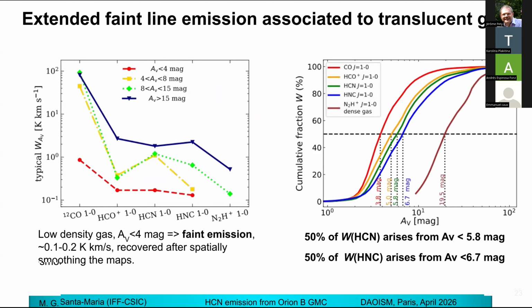If we then check what's the typical line intensity in the map for each AV range, extinction range, we see that what we recover from spatially smoothing the map are these lines that are mainly associated with the component below 4 magnitudes. That is going to be relevant later on. While the typical line intensity seems to be similar for HCN for all the other ranges.